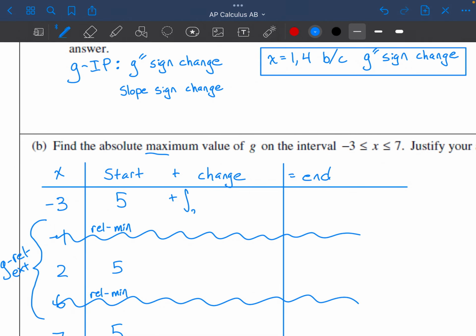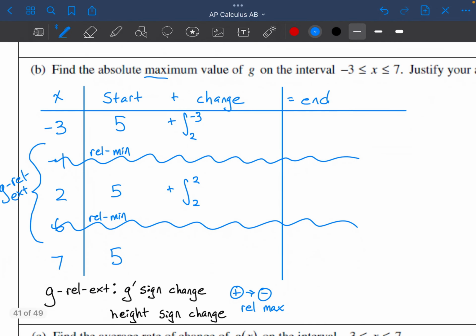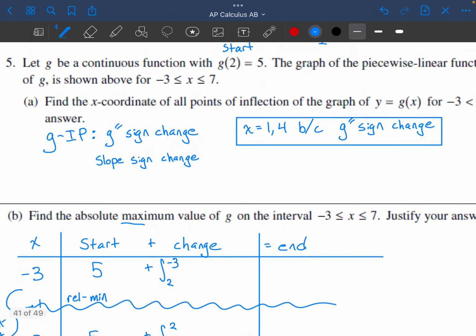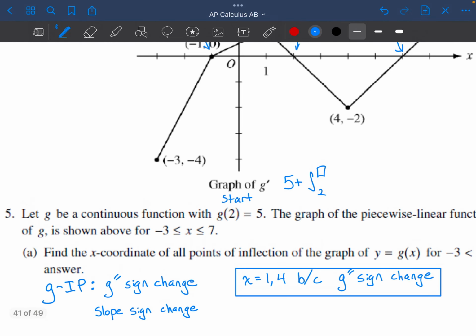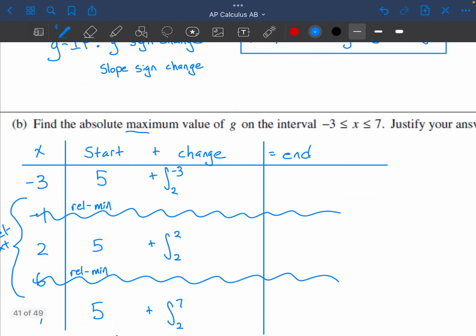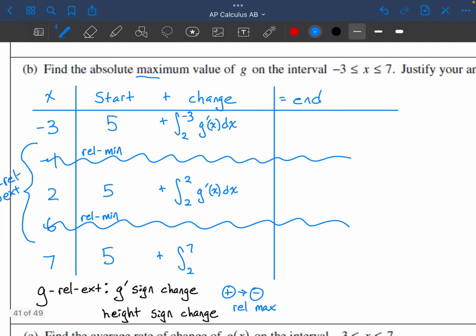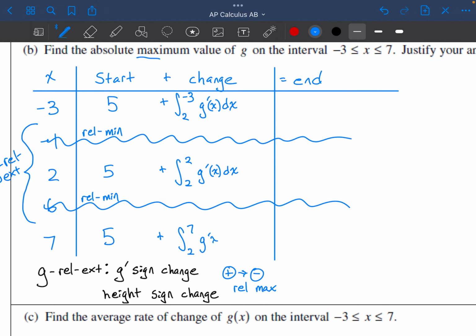So our integral is going to go from 2 to that -3, which is backwards, which we'll fix in a sec. This is going to go from 2 to 2, which means we don't really have to worry about it. And finally, this is going to be the integral from 2 to 7. All right, so what's going to go on the inside here? It's G prime, because you're taking the antiderivative or the integral of this graph. We're finding area under the graph for all of these values. So I'll go ahead and finish this by saying G prime of x dx is the formal way that I should be doing this.